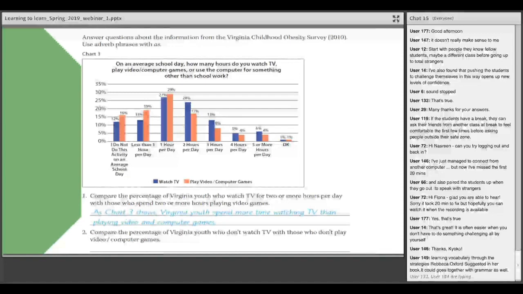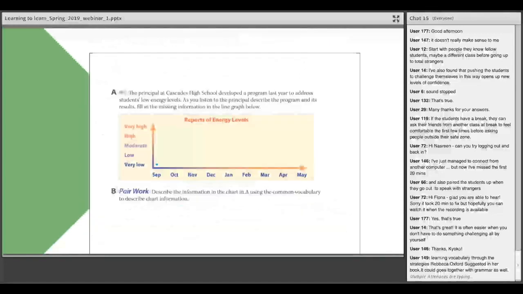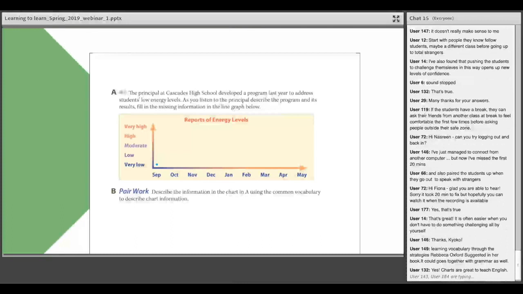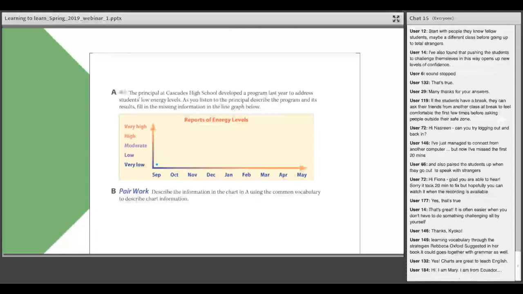We can also, so the previous example, this is a pretty high level example where learners are doing a very complex task. They're listening, they're interpreting that information, they're placing it into a visual representation, and then they're talking with a partner. So this is very high level.